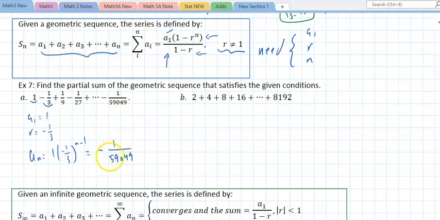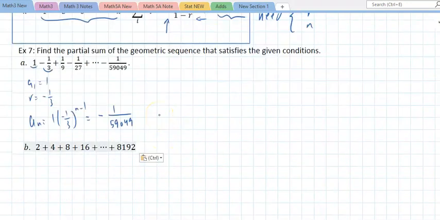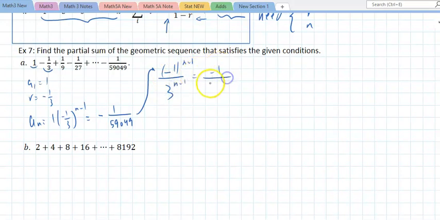I could rewrite this. You know what, I need more space, let me do that first. So I could say negative 1 to the n minus 1 over 3 to the n minus 1 equal negative 1 over 59049. I could solve this equation and worry about the negative later, because if I'm using logs, I can't have negatives.